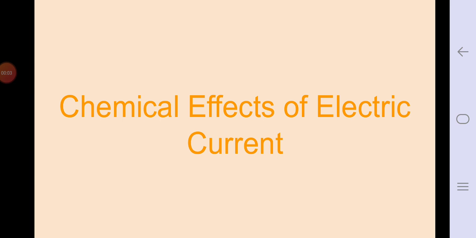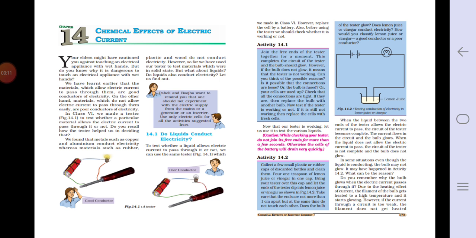Hello everyone. Today we are going to start our new lesson of chemistry, lesson number 14, chemical effects of electric current. See in the textbook, you can see lesson number 14, chemical effects of electric current. We'll see the introduction first, what introduction they have given here.